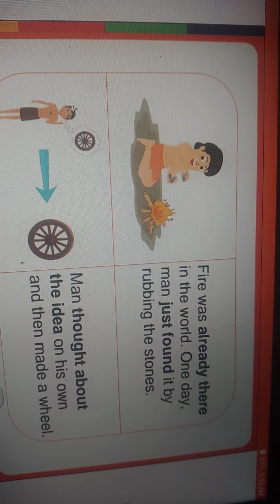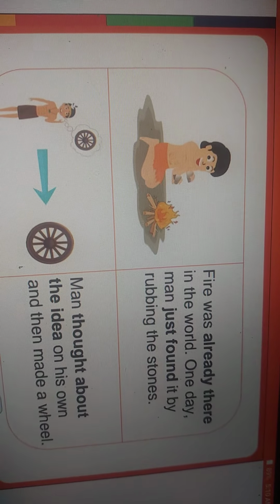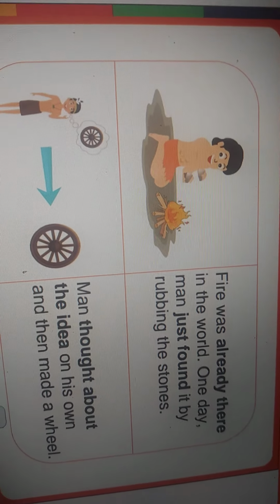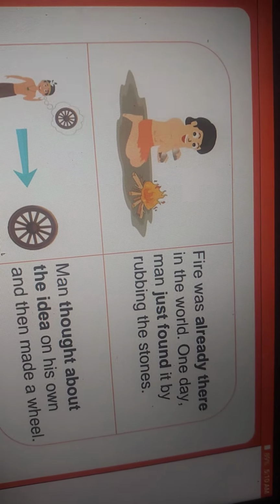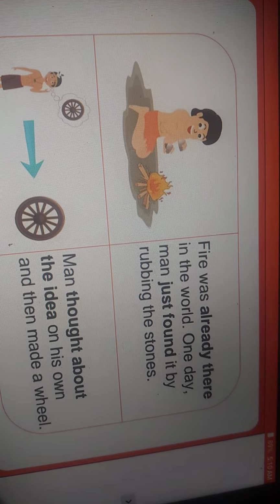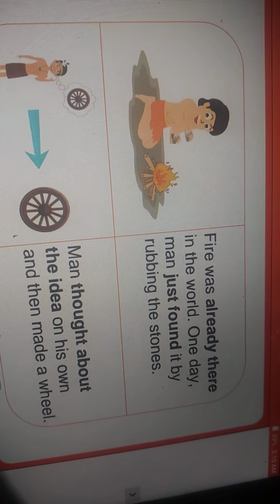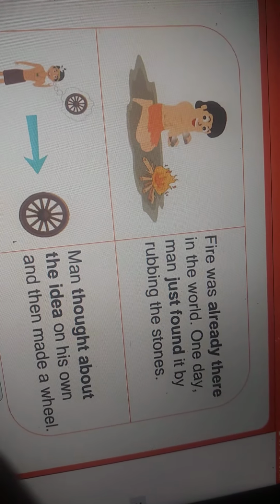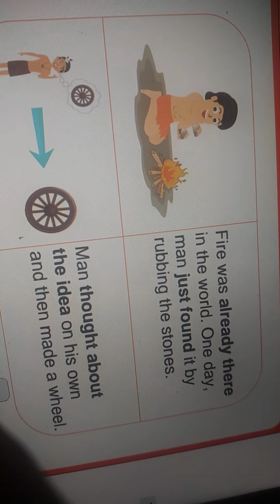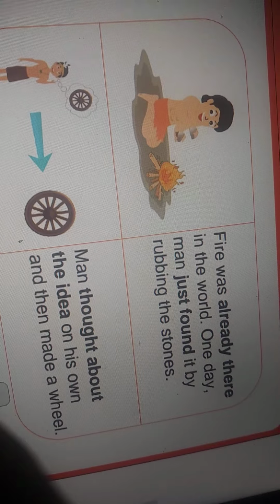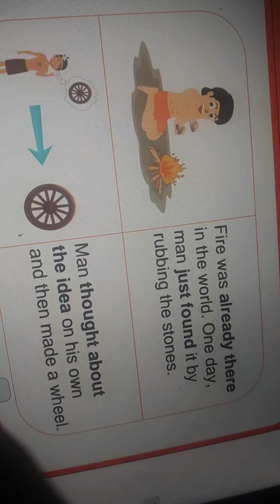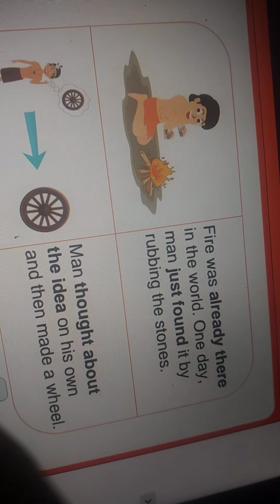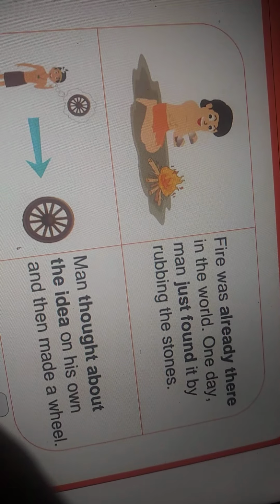See this, children. Fire was already there in the world. One day man just found it by rubbing the stones. So we know that there are five important items in the world. Is it fire, water, air, earth and sky? These are the five components which we need on our earth. So fire was already in our world, but man found it by rubbing the stones. By rubbing the stones we are able to get fire. It is an idea found out by man.